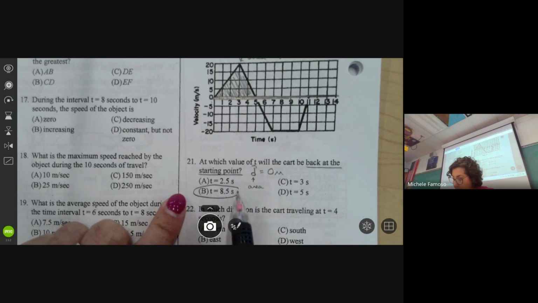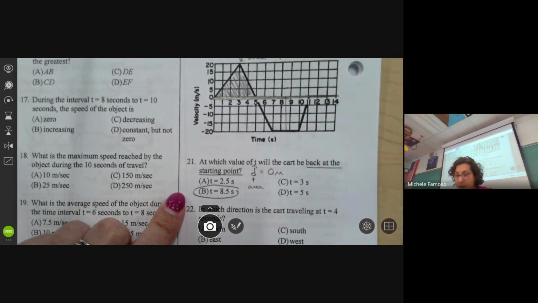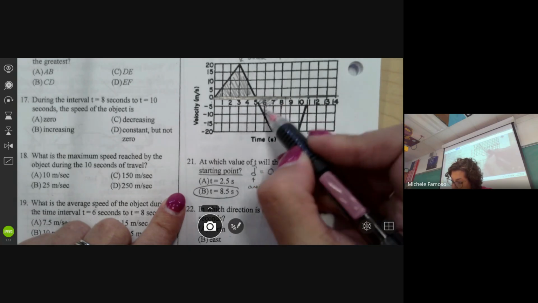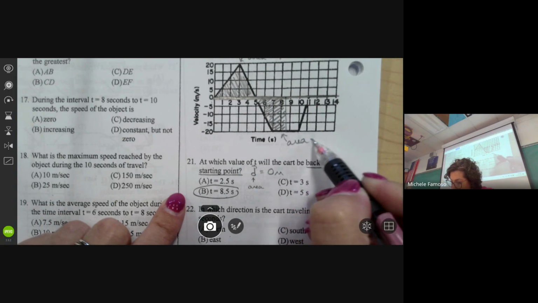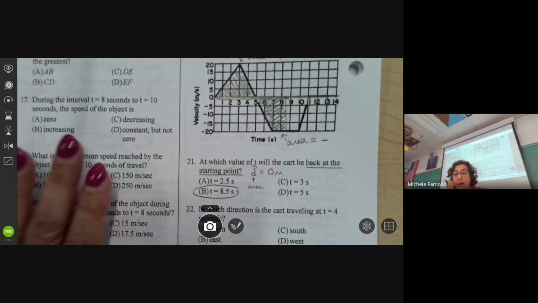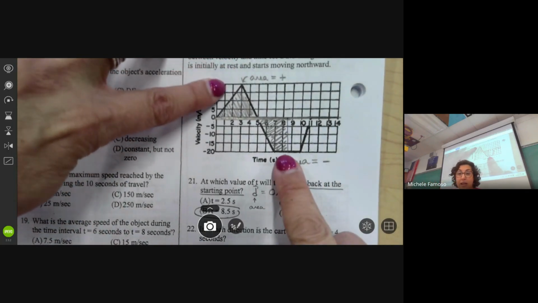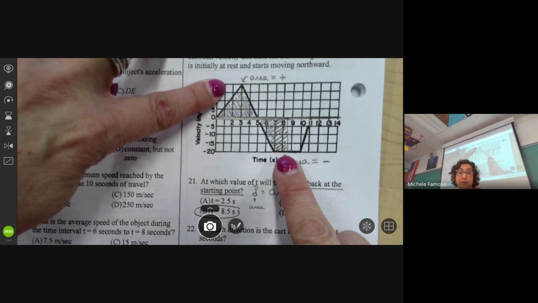So that has to be the correct answer. If I look at the area at 8.5 seconds, there's my line at 8.5 seconds. I go down to the graph and I shade in. That area there is negative. And it must be that that positive area and this negative area are equal in size. I don't have to calculate it, but that's the only one that would make sense.